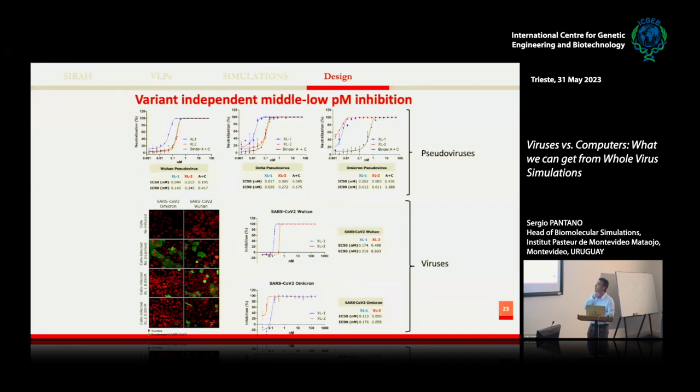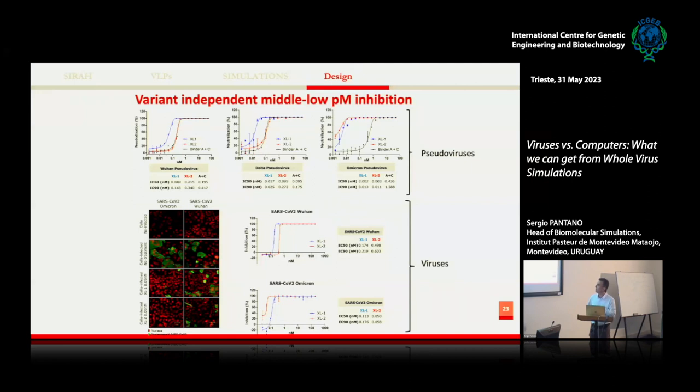So this is just what happens in the end. In collaboration with some colleagues at the University of Santiago in Chile, we were able to measure the inhibition of entry in the case of pseudoviruses, and in collaboration with Alessandro here, we did the same for infectious viruses.